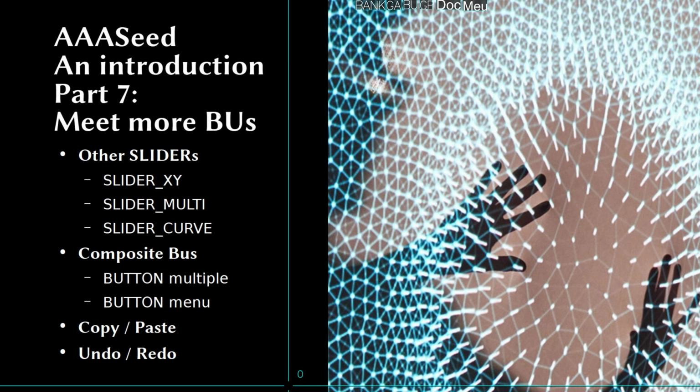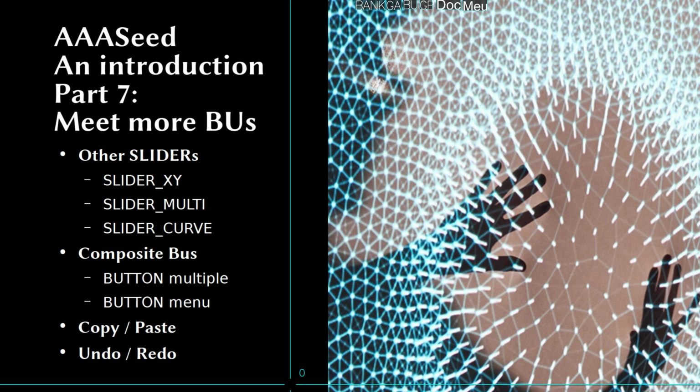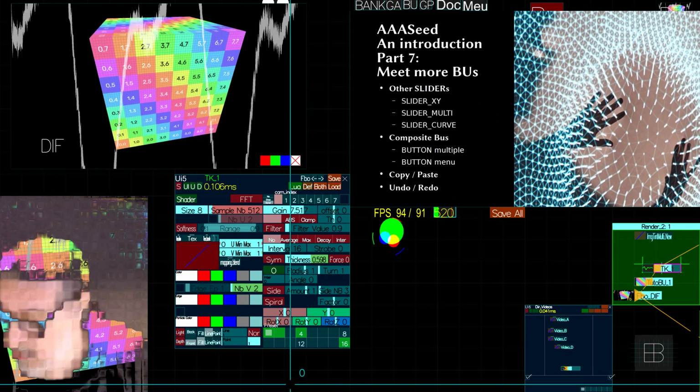Hello again. Now we're gonna dive a little bit into the menu. We're gonna see some new menu because button, sliders and so on are nice, but it's nice to have other things. So we're gonna see some other sliders, some composite, what I call composite bus, and we're gonna talk about copy, paste, undo, and redo, of course.